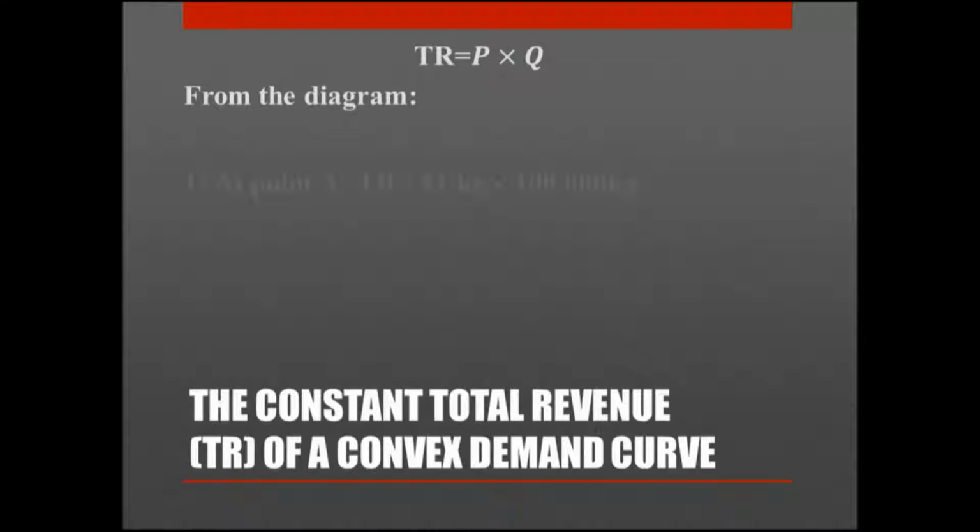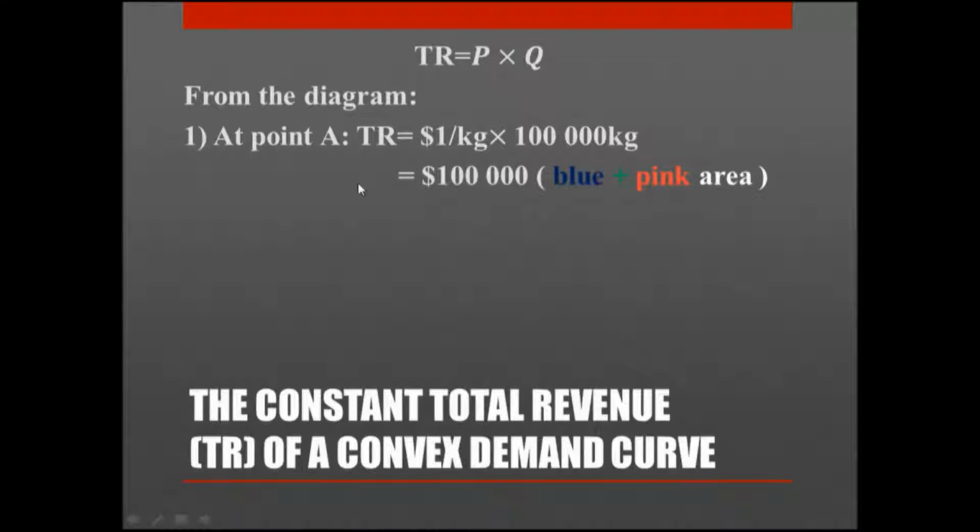From the diagram, we found out that at point A or at bundle A, total revenue is the product between price and quantity. And at bundle A, our price was $1, quantity 100,000, and our total expenditure collapsed to $100,000, which is defined by the blue plus pink area. Okay, and remember the pink area that I defined later on during the production.